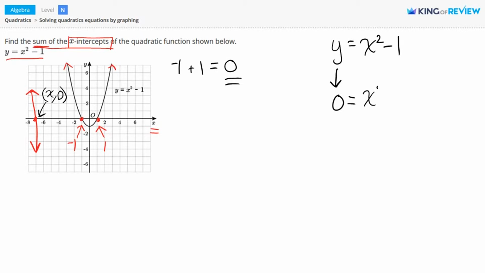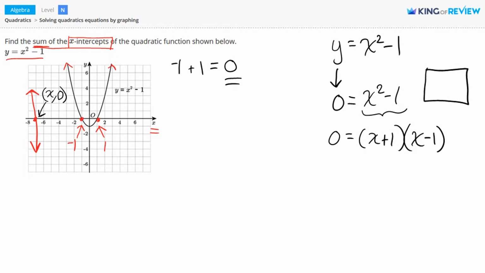So we have 0 equals x squared minus 1. And if we factor this portion here, we get 0 equals x plus 1 times x minus 1. I factored using the box method here. We put our x squared term here and our constant term, which is -1, here. Two terms that multiply together to give x squared are x times x, and two terms that multiply together to give -1 are 1 and -1.